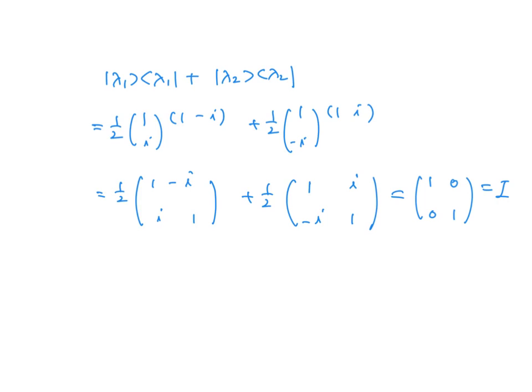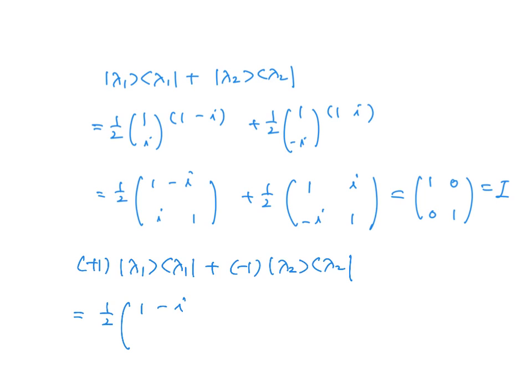How about the second property? Plus 1 times the first, minus 1 times the second. So one half times the matrix 1, minus i, i, 1, minus one half times the matrix 1, i, minus i, 1 becomes 0, minus i, i, 0, which is A, right?